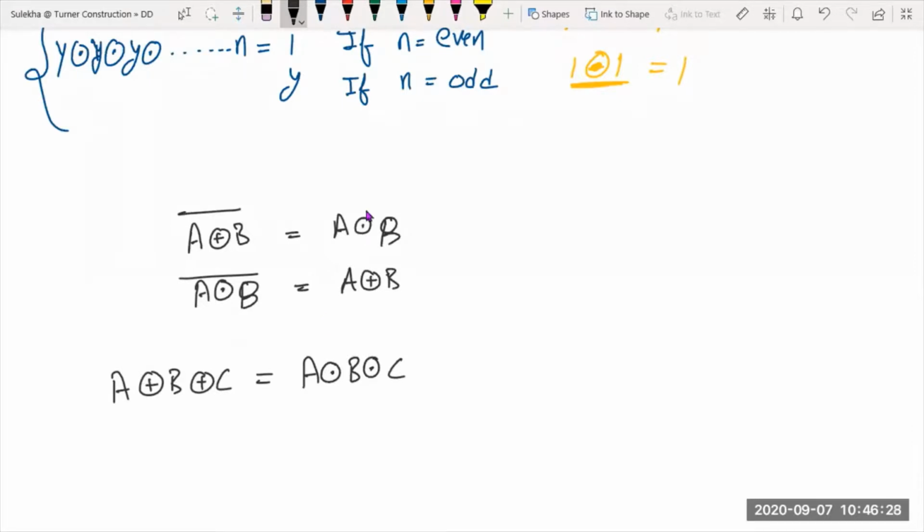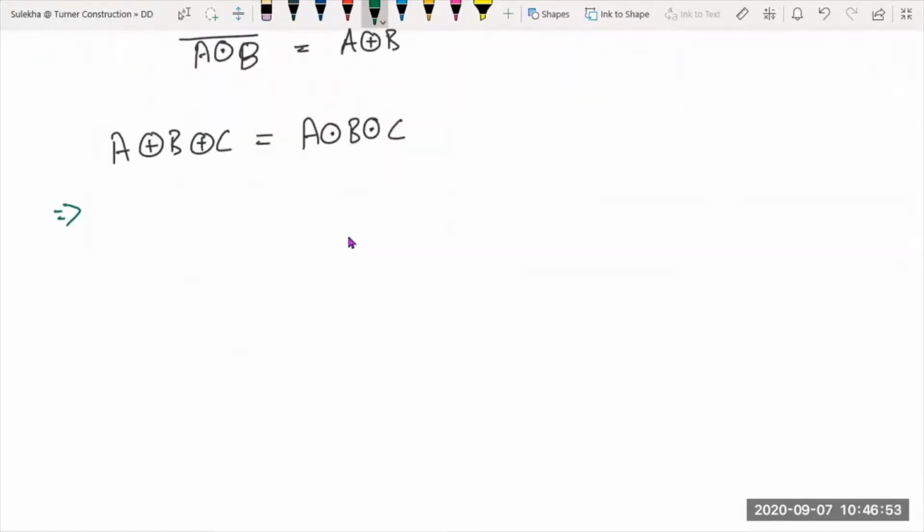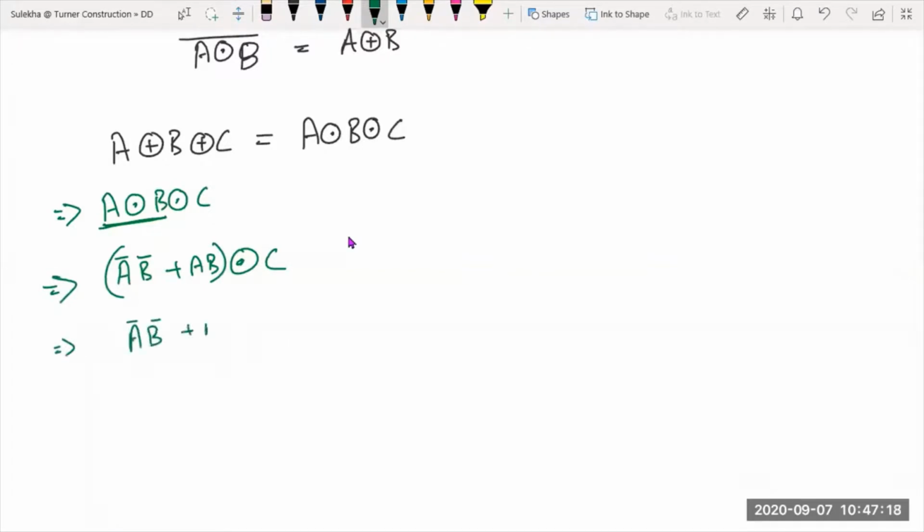Now, if you want to prove this, you can do it. At present we are dealing with XNOR, so I am taking A dot B dot C. First I need to deal with this, which is basically A bar B bar plus AB XNOR C. If you expand it further, you will get A bar B bar plus AB, dot C bar, plus A bar B bar plus AB, dot C.